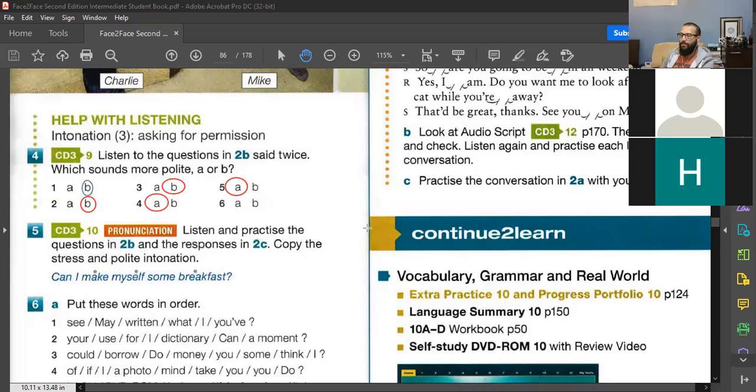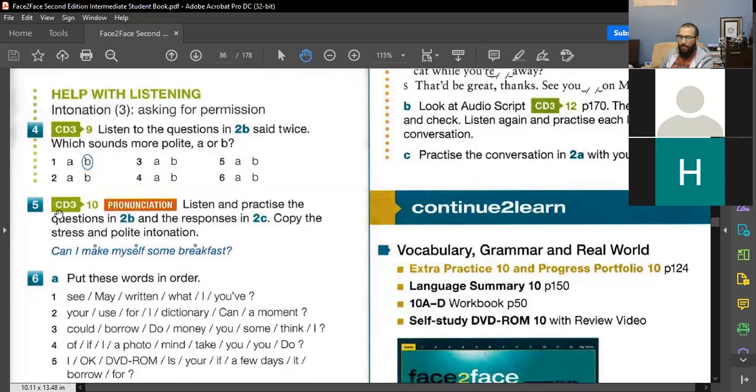What do you think? B. B is more polite. Yes, it's friendlier, it's more polite. The intonation is higher. The whole story is not in the volume or how loud the voice is, it's in the intonation. This is the point. Okay, so we've got that correct. All the answers are correct.